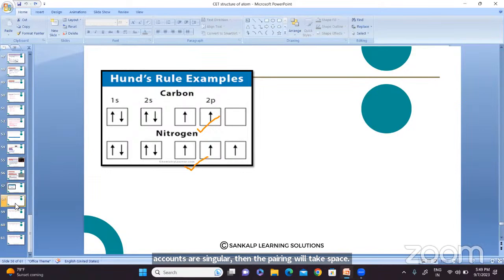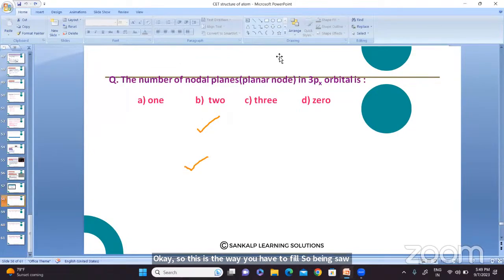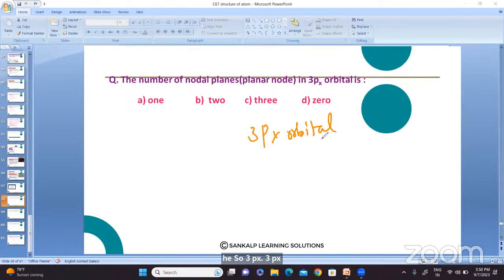So we'll solve some questions. The number of nodal planes, that is planar nodes, in a 3px orbital, how many are there? You have to calculate the planar nodes. How do you calculate the planar nodes? For the 3px orbital, the number of planar nodes will be equal to l.